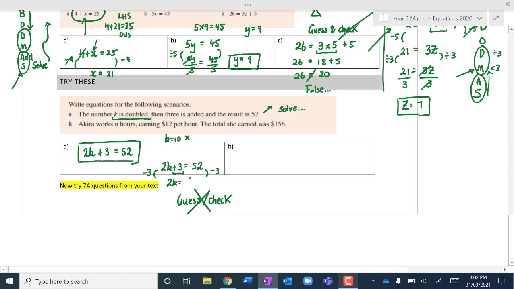I've got 2k is equal to 52 take 3, which is 49. What's the opposite to times by 2? That's divide by 2. So in actual fact, our solution, if we were asked to do that, is going to be 49 divided by 2. k is equal to 49 divided by 2, which in decimal world, we're thinking about 24.5 would be the solution to this. I've divided 49 by 2. You could do that in your calculator. That is our solution to this.